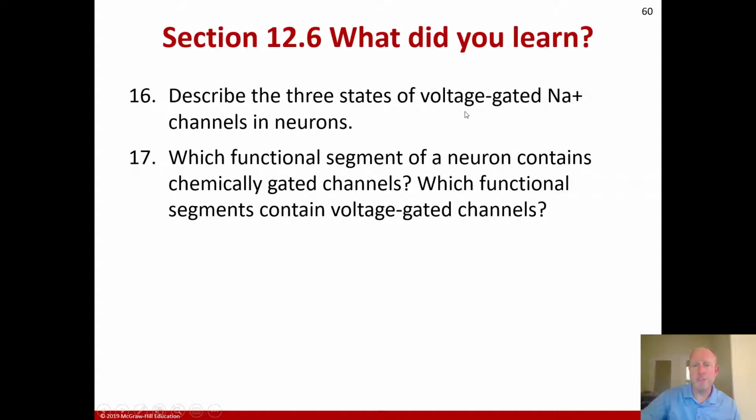You should be able to describe the 3 states of voltage-gated sodium channels in the neurons, which functional segment of the neuron contains chemically gated channels, and which functional segments contain voltage-gated channels.